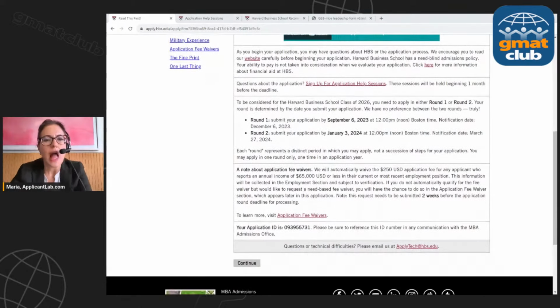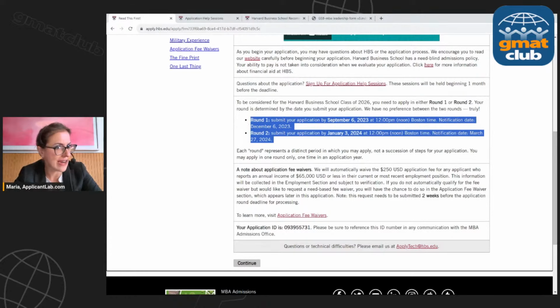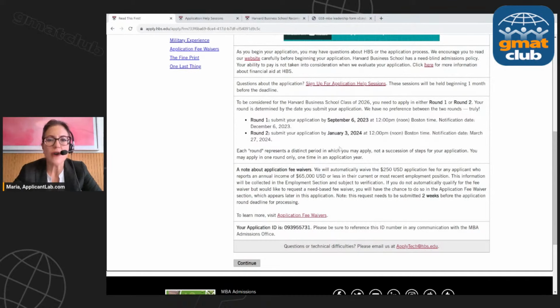Moving on, notice that there are only 2 rounds for HBS, not 3 or 4 or more. So what do I mean by a round? If you are new to this, basically, there are 2 different times within a certain admission cycle in which you can apply. You can either apply in September or you can apply in January. Now, most other business schools will have a round 3, normally sometime around, say, March or April. And some schools even go further than that, and they have like a round 4 in June or May or something like that. It is important for you to know that HBS only has 2 deadlines.